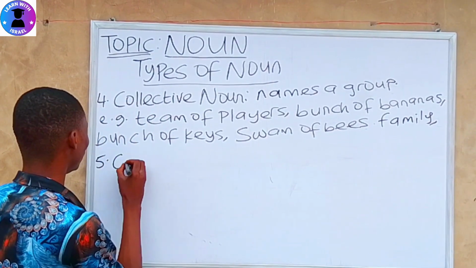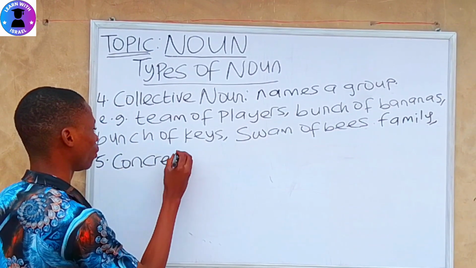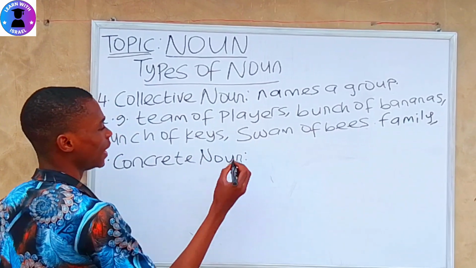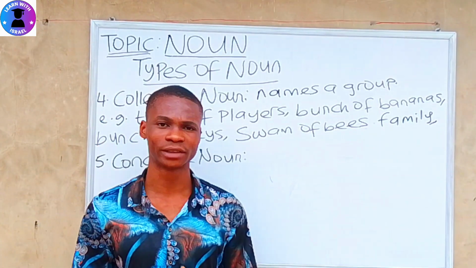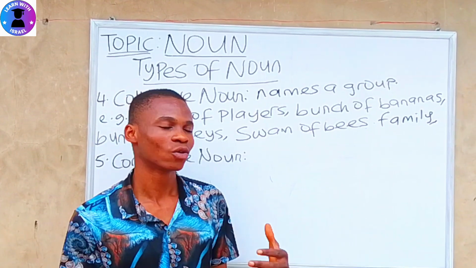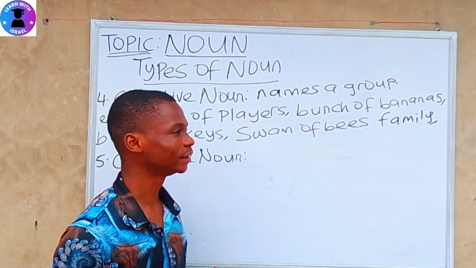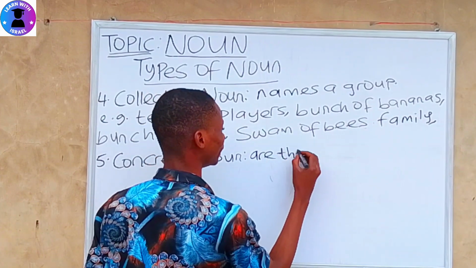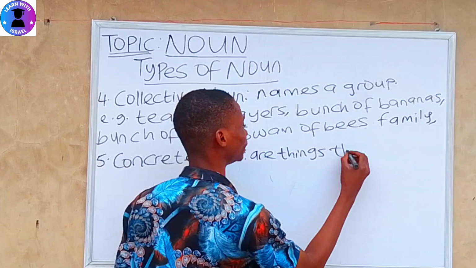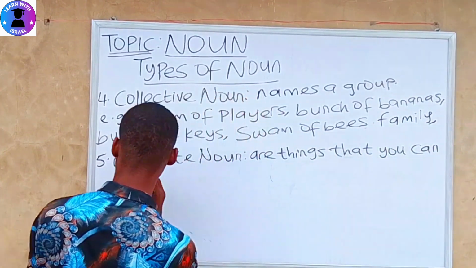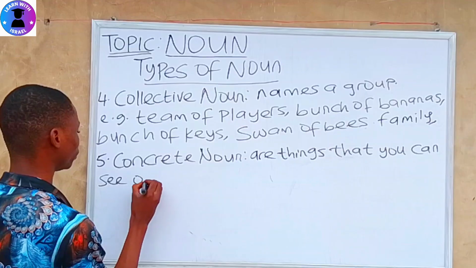Concrete noun. I hope you remember that I have talked about abstract noun. Abstract noun and concrete noun are like opposites. Abstract noun cannot be seen, while concrete noun can be seen and touched. Concrete nouns are things that you can see or touch.